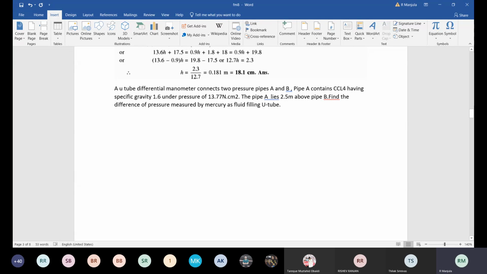A U-tube differential manometer connects two pressure pipes A and B. Pipe A contains carbon tetrachloride having a specific gravity of 1.6 under a pressure of 13.77 Newton per centimeter square. The pipe A lies 2.5 meter above the pipe B. Find the difference of pressure measured by the mercury as fluid filling the U-tube. So you have to find the value of H. What is the difference of pressure?